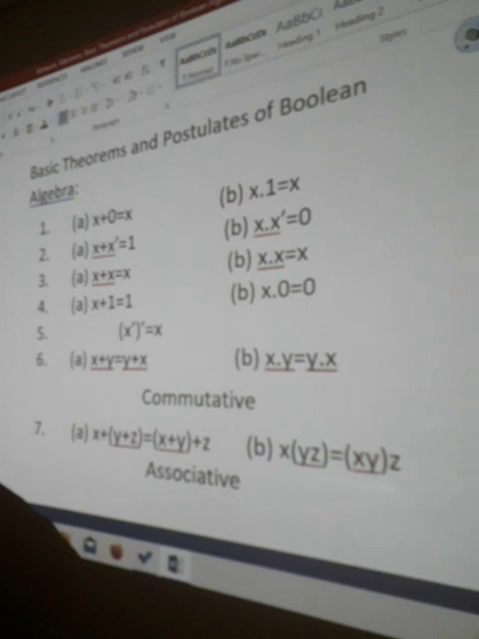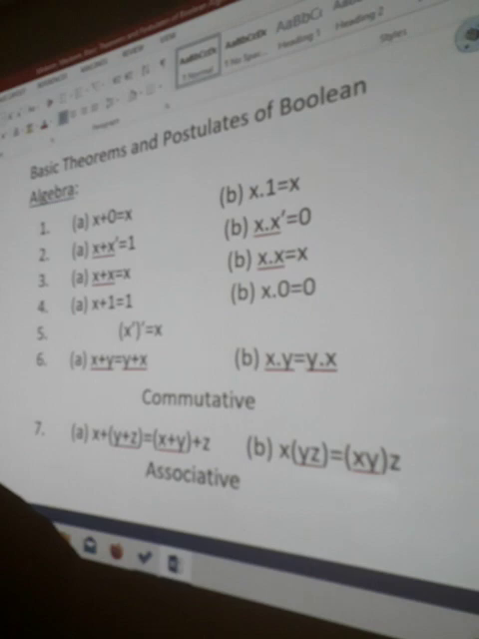Number 5, (x')' = x. If we take the complement of a number twice, then it will be equal to the original number. Number 6, x + y = y + x. So the order of the x and y variables can be interchanged, and it is the commutative property. Its b part is x · y = y · x. So the order may also be changed. So there is no difference.